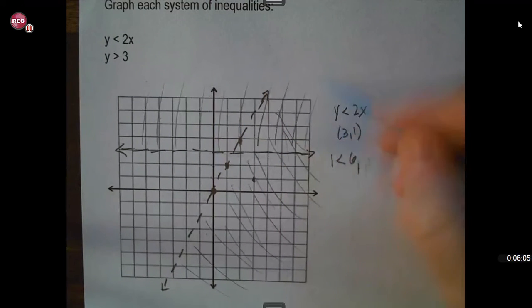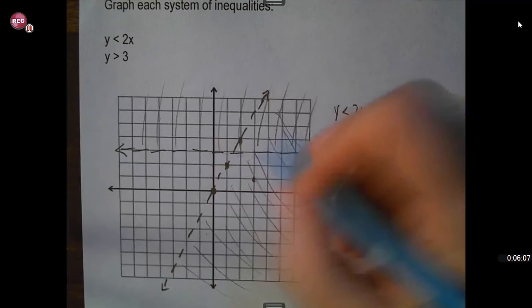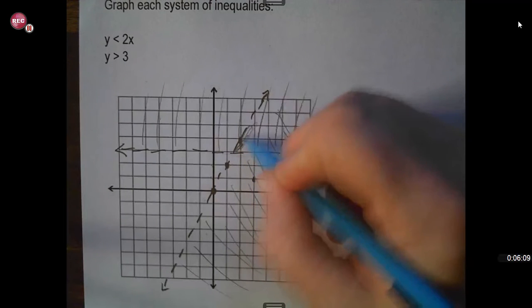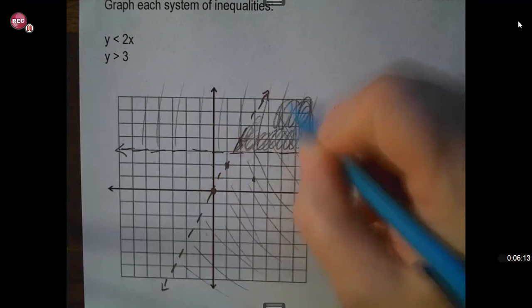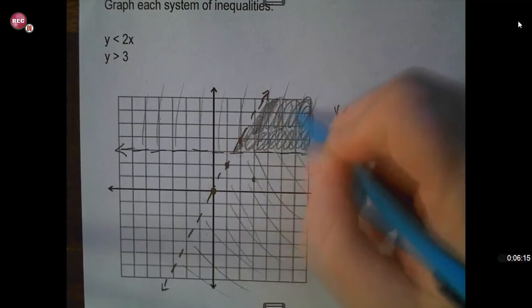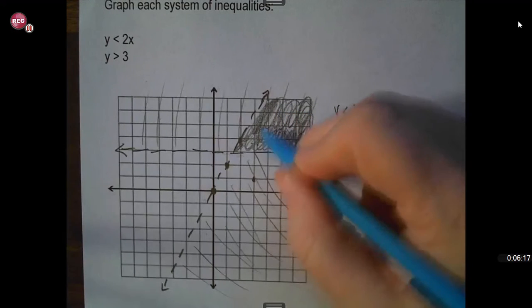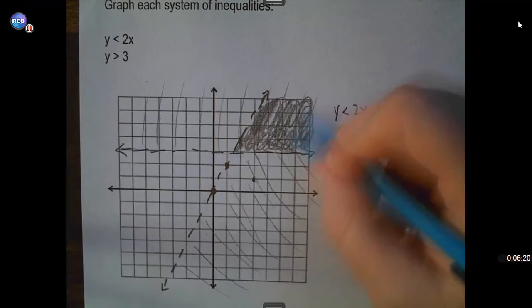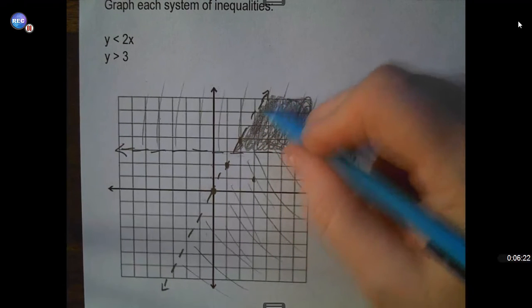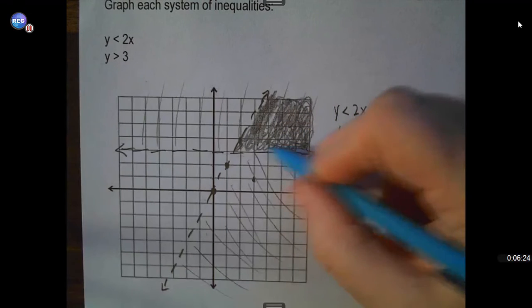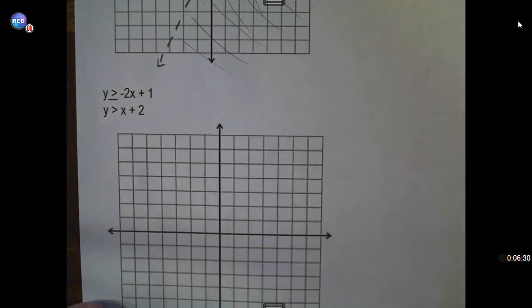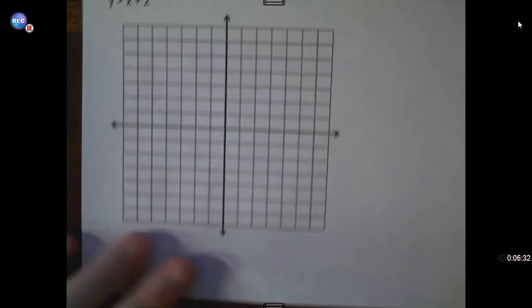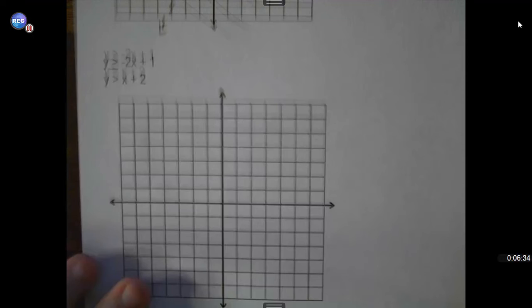So where do my two shadings overlap? They overlap in this little triangle up here. And that's my answer. I guess it's a trapezoid, not a triangle. The one on the other page was a little triangle. The trapezoid. Okay. There we go. That's my answer. Okay. Last one. No, two more, I guess. So one more after this one.